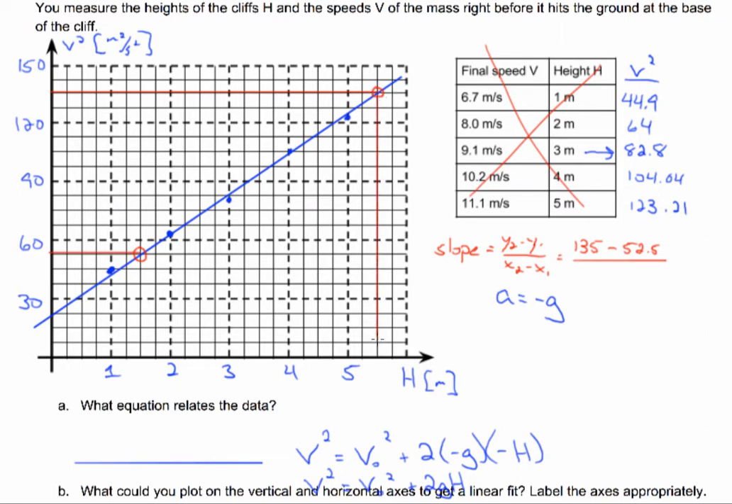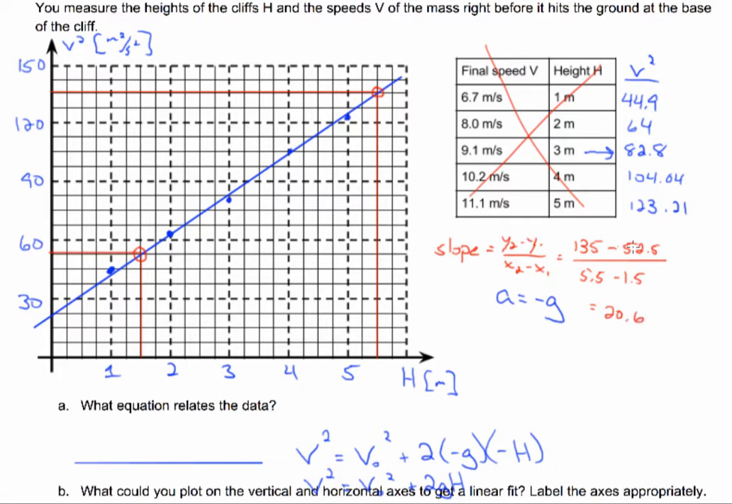And then my x2 is going to be right there. That's going to be 5.5, minus, and I'm leaving units off here, but we'll clean that up in a second, minus 1.5. And if I take 135 minus 52.5, and divide that by 5.5 minus 1.5, I'm getting 20.6. So what I get out of this is 20.6.